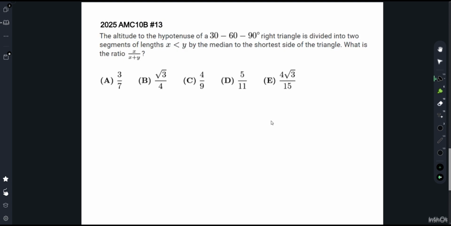2025 AMC10B Problem 13. The altitude to the hypotenuse of a 30, 60, 90 right triangle is divided into 2 segments of length x less than y by the median to the shorter side of the triangle. What is the ratio x over x plus y?